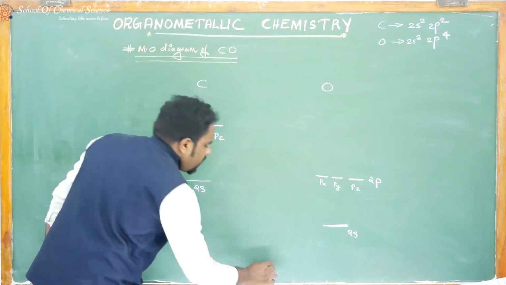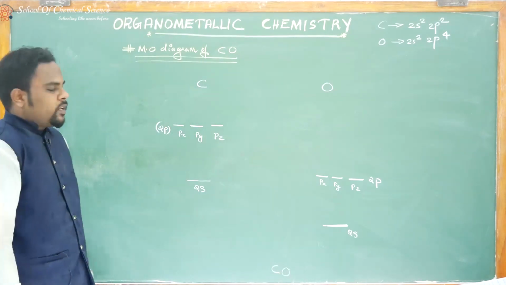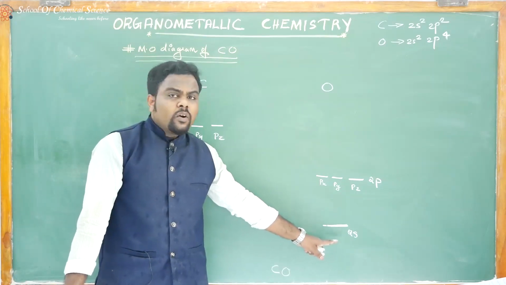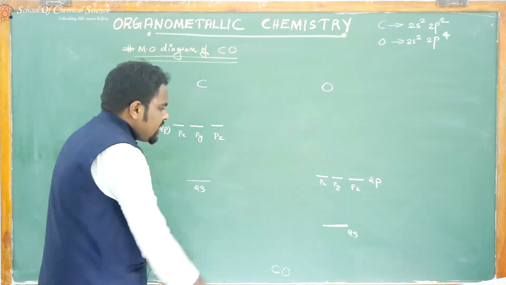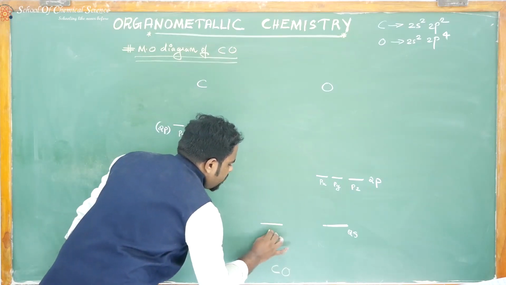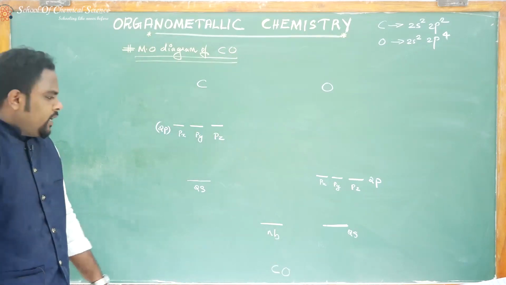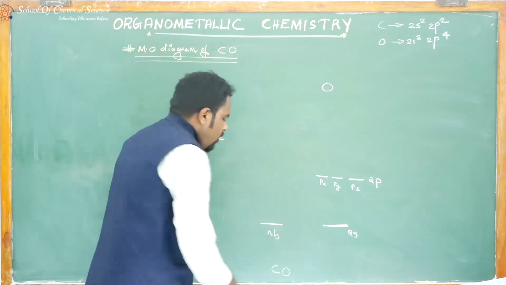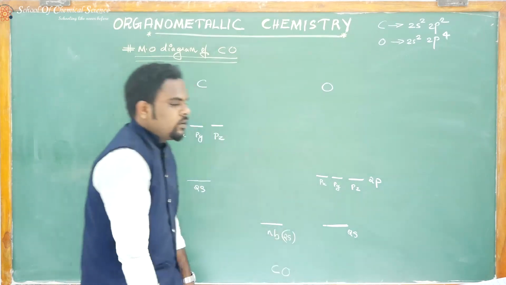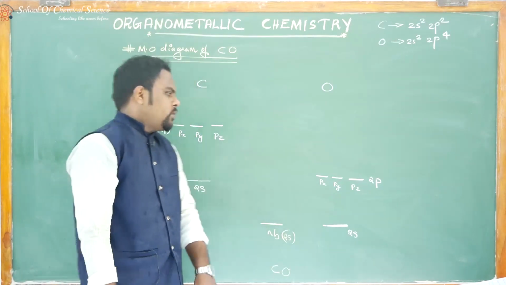So I am representing the molecular orbital diagram of carbon monoxide. You know this 2s orbital of oxygen has a very low energy, so it exists as a non-bonding orbital. It does not participate in bonding. So this is the non-bonding 2s orbital of oxygen.